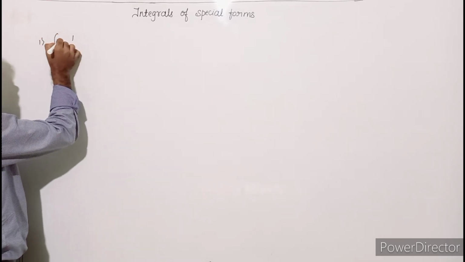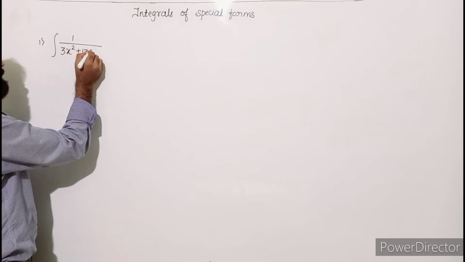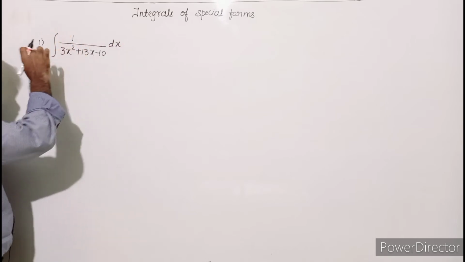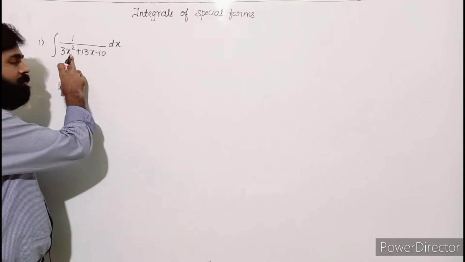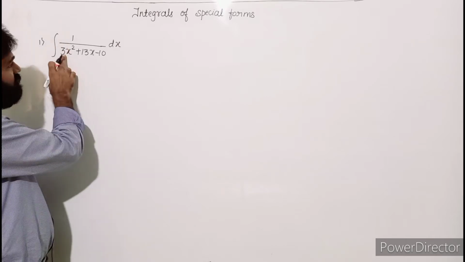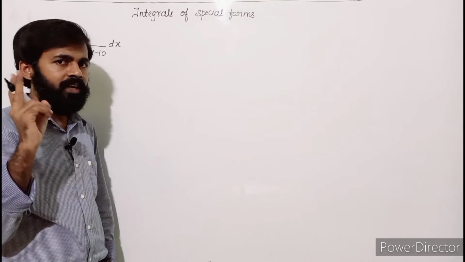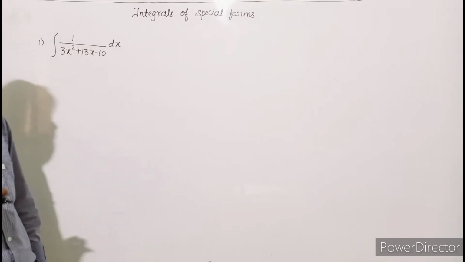Integration of 1 divided by 3x square plus 13x minus 10 dx. In the problems we have solved till now, the x square coefficient was 1, but here the x square coefficient is 3. In such problems, what to do? There are two methods to solve this problem. Okay, so we will see one method.